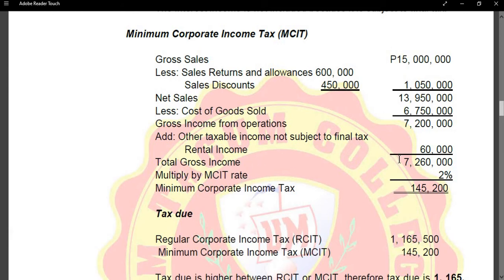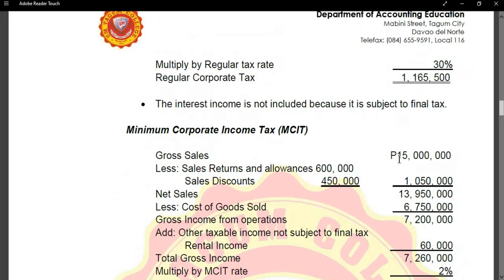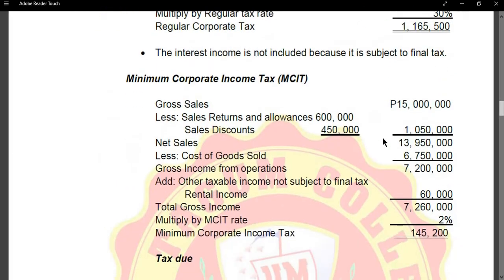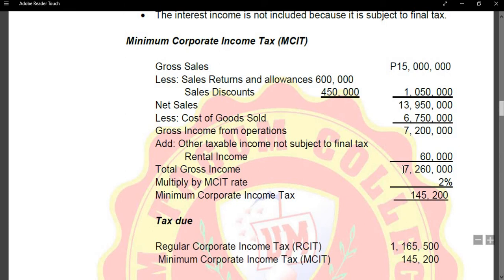Now, if you compute the minimum corporate income tax, hanggang gross income ka lang. Hindi ka na pwede mag-less ng deduction na 3,375,000 pesos. Mag-apply lang si deduction if you compute the regular corporate income tax. Pero pag nag-compute ka na ng minimum corporate income tax, si deduction no longer applies. So yung total gross income mo na 7,260,000 pesos, that is now your basis for the 2% minimum corporate income tax rate. That's your minimum corporate income tax is 145,200.